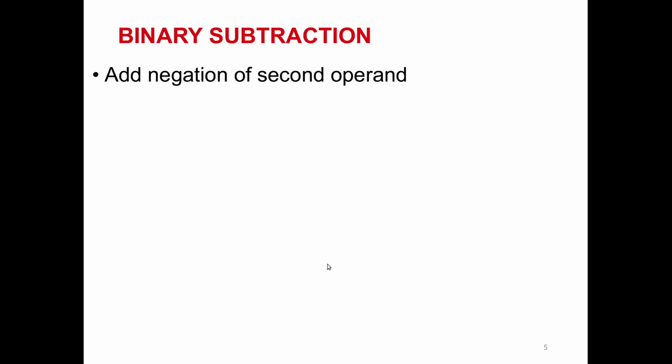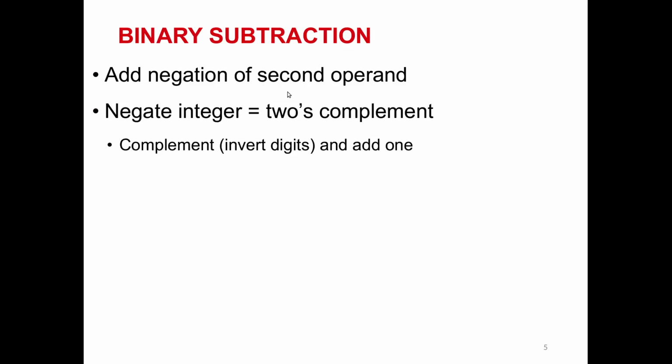Now we go to binary subtraction. How can we do binary subtraction? Instead of doing subtraction, we will add the negation of the second operand to the first one. The negated integer can be obtained by two's complement, in which we complement or invert the digits of that value and then add 1 to it.